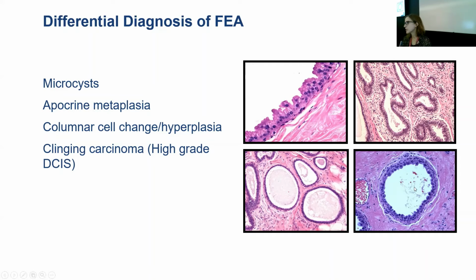And then clinging carcinoma or high-grade DCIS with a flat pattern, you know, it's flat and it's atypical and it's epithelial, but it's not FEA. And that should be readily recognizable because the nuclei are far too atypical for a diagnosis of FEA, which, as I said, should have low-grade atypia.